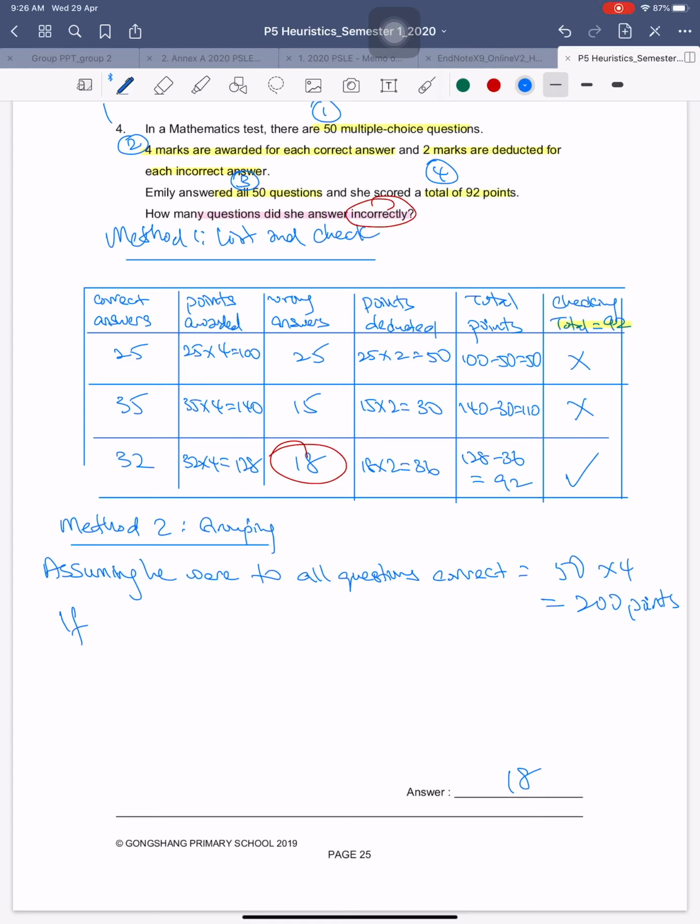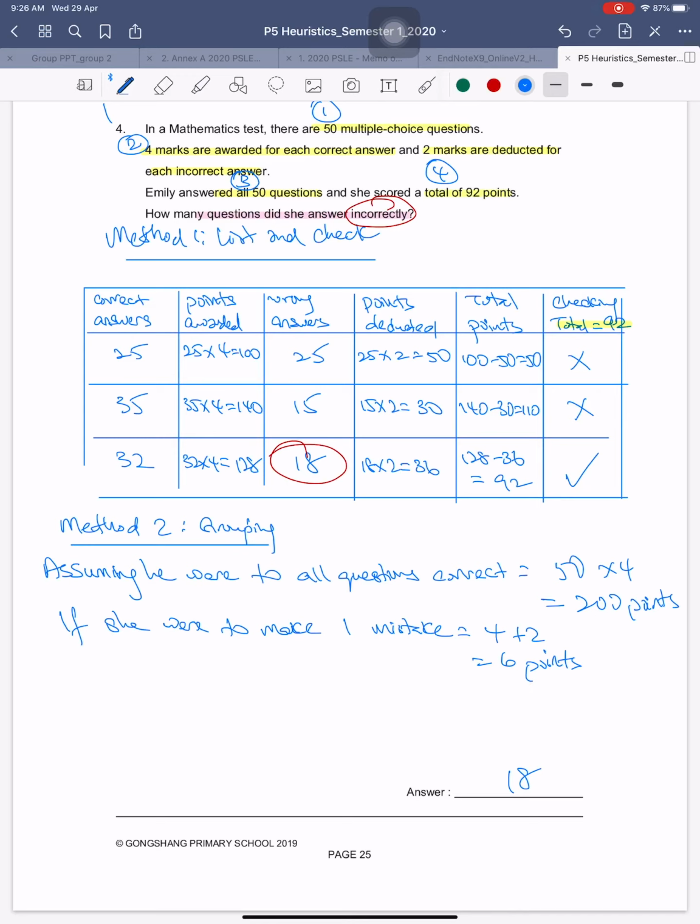Now if she were to make one mistake, now this is a point again, just like number 3, you need to understand this. If she were to make one mistake, number 1, she will not get the 4 points that she's supposed to get. Number 2, she will get 2 points deducted. That's why it's 4 plus 2. In fact, she will lose 6 points. So repeat again. If she were to make one mistake, she will not get the 4 points, and she will get 2 points deducted. So 4 plus 2, 6.